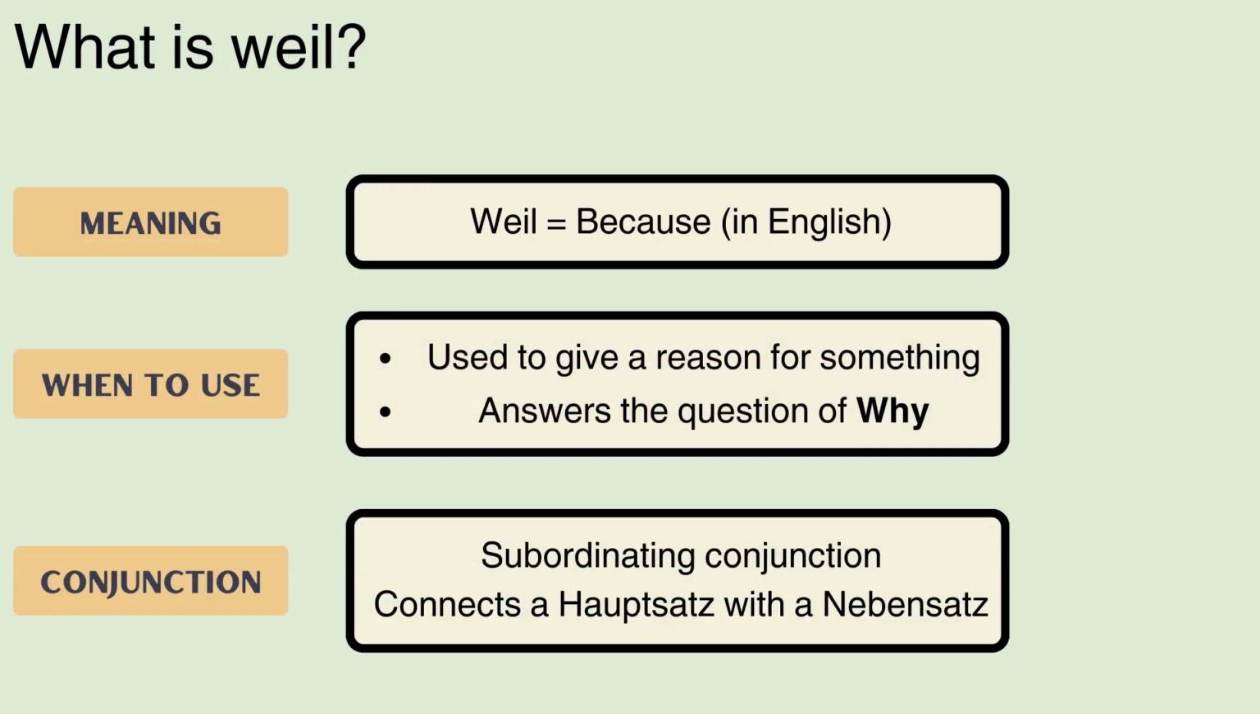Weil is a subordinate conjunction. A subordinate conjunction is one which connects a Hauptsatz and a Nebensatz. If you don't know what a Hauptsatz and a Nebensatz is, you can take a look at my other video. Now let's take some examples using weil and create some sentences.